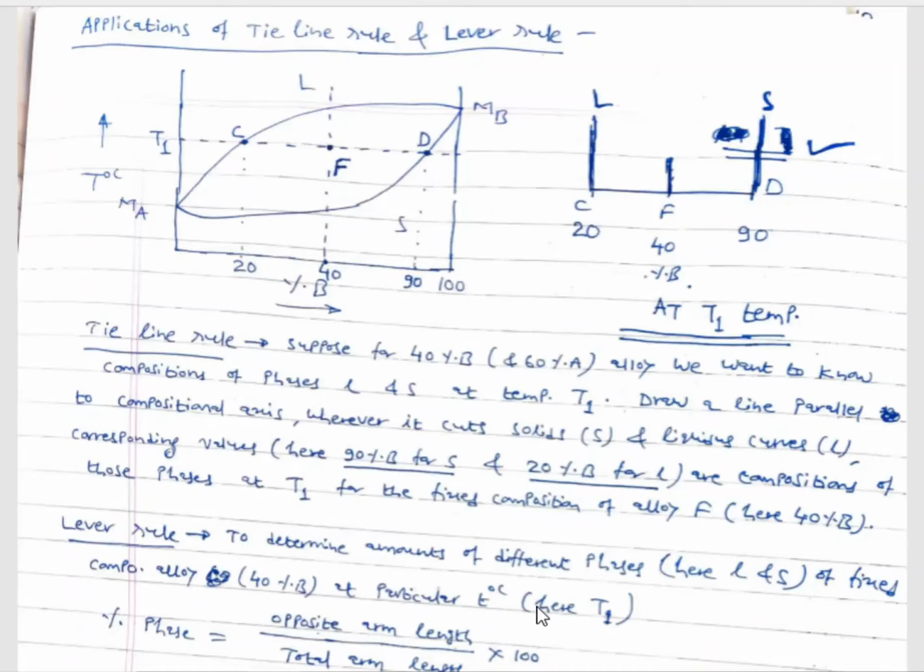we have to consider an alloy having 40% B. It means the remaining 60% will be A. And suppose we want to know the compositions of different phases. Different phases are liquid and solid at temperature T1.